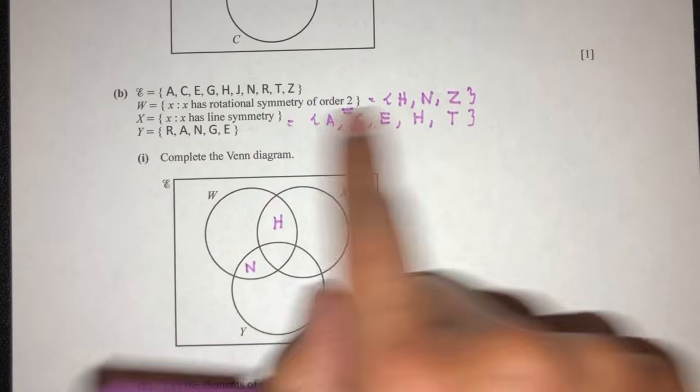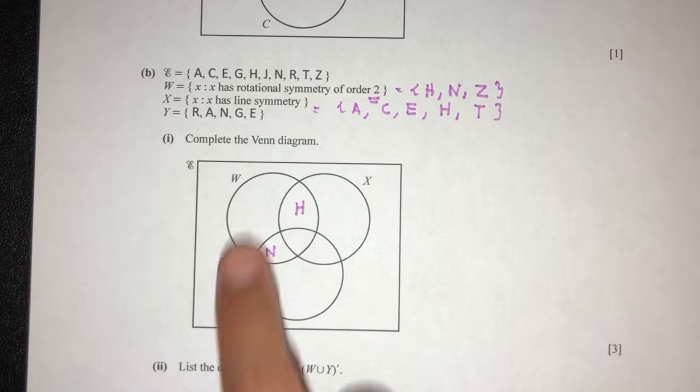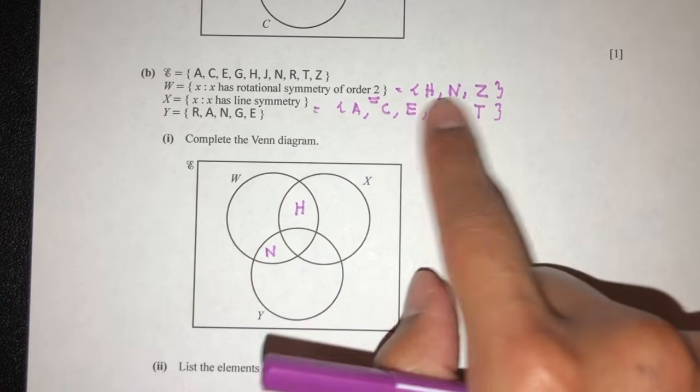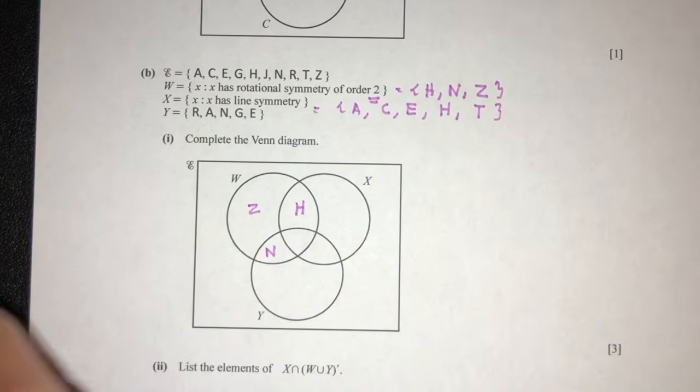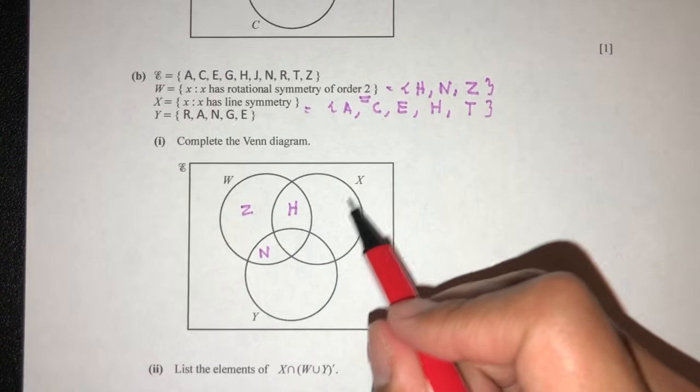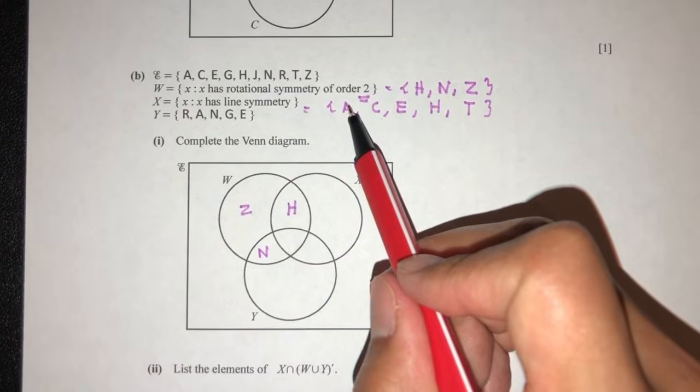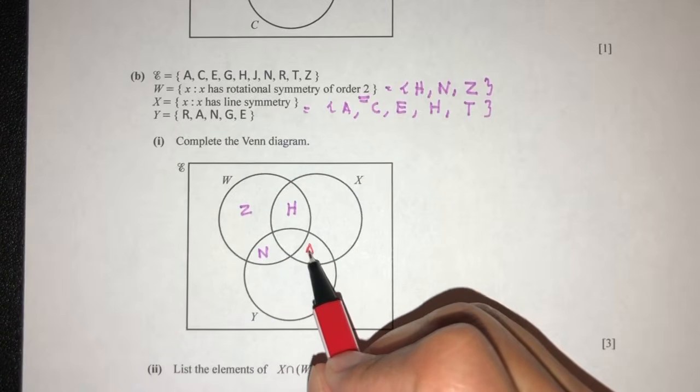G, no G, E, no E. So that is the only thing in common. So here we have remaining W will be and Z, so Z will be right here. Now what else? X and Y, so X, Y, A, so that'll be good.